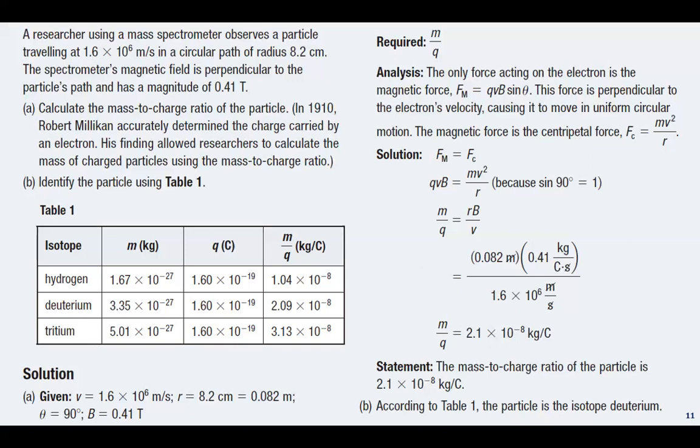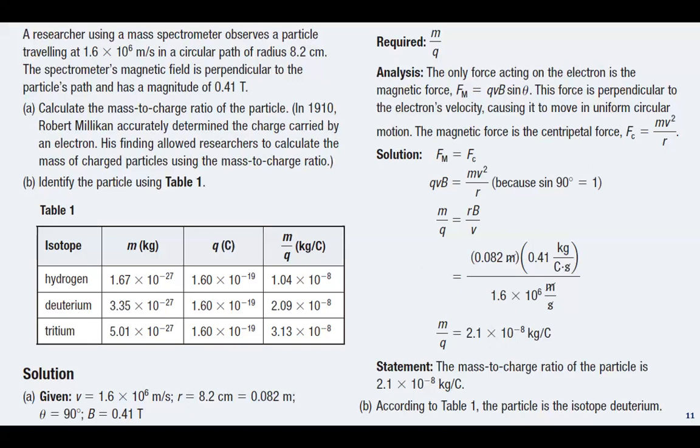The magnetic force is the centripetal force, Fc, which is mv squared over r, right? So we have qvB equals mv squared over r. In this way, we can find the mass to charge ratio, m over q equals rB over v.